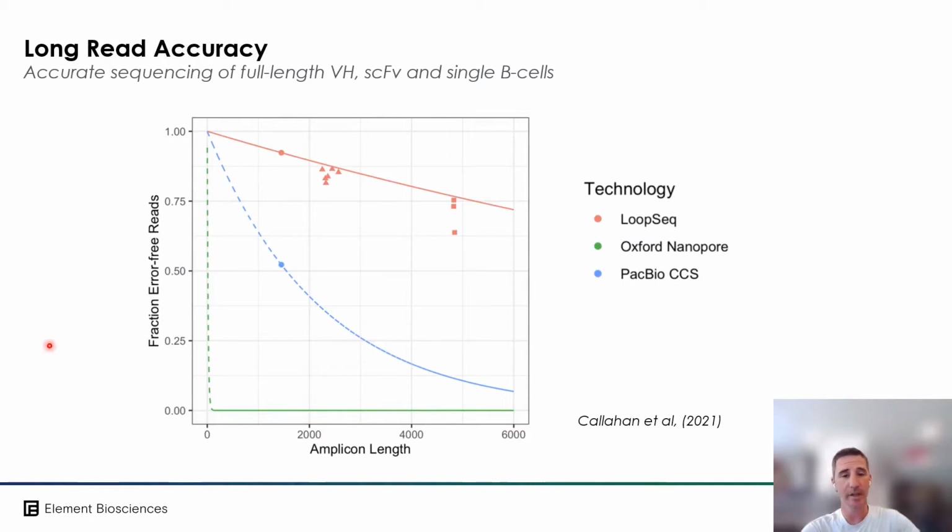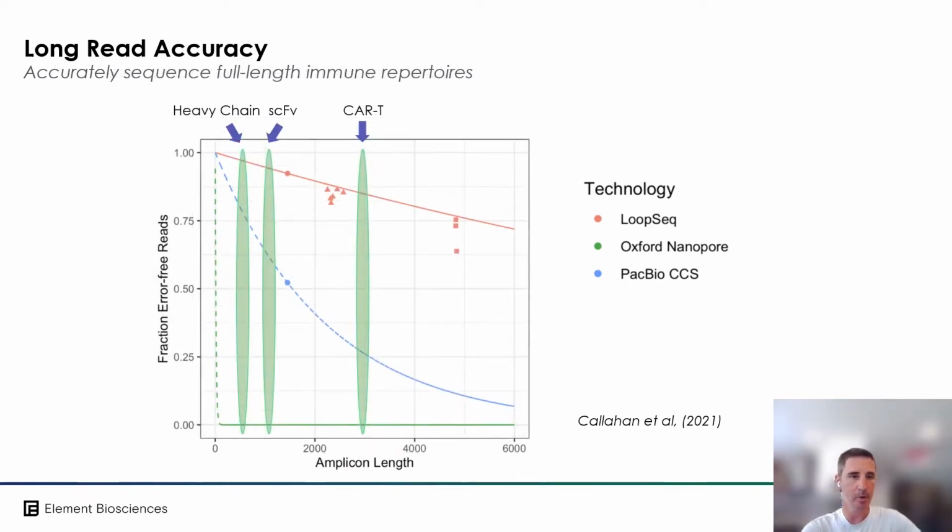This is a publication from 2021 comparing the accuracy of LoopSeq long reads compared to other long-read technologies, and you can see that at essentially every possible length, LoopSeq has a much higher fraction of error-free reads. How this is relevant to immune repertoire sequencing is shown here, where we're superimposing the length of different types of immune repertoires on top of this graph. So you can see that even for the shortest format, which is heavy chains, the fraction of error-free reads is much higher for LoopSeq long reads than any other long-read technology, and that's also true for single-chain FVs and even for CAR-T molecules, which are much longer.